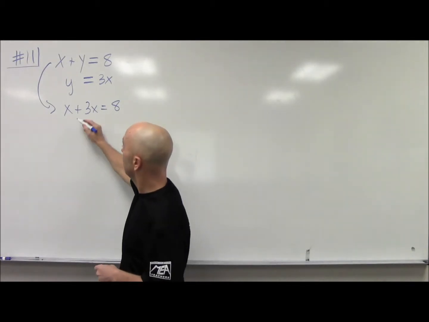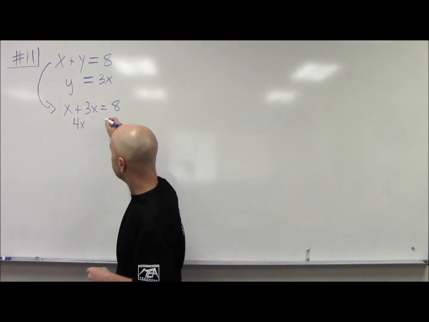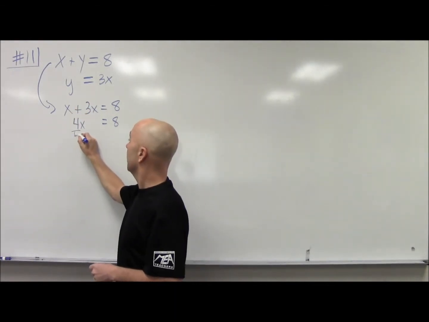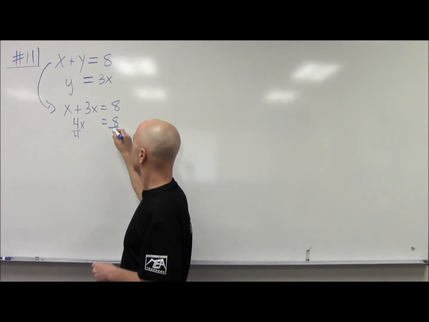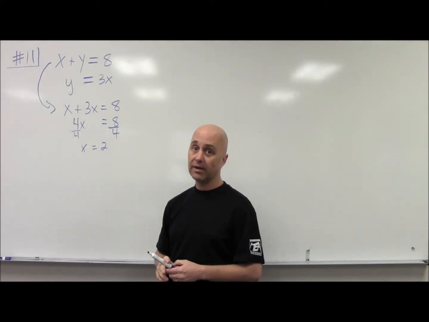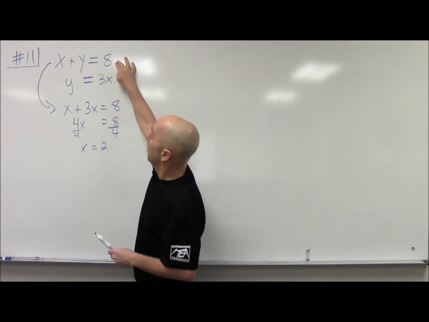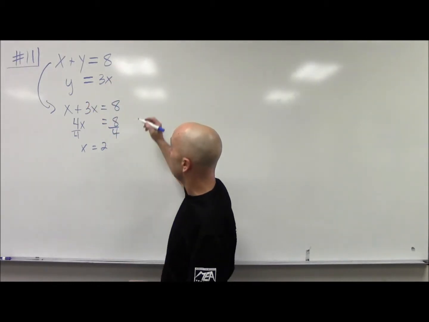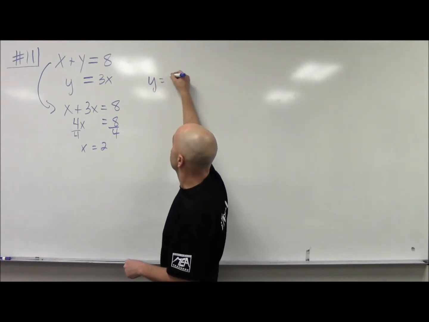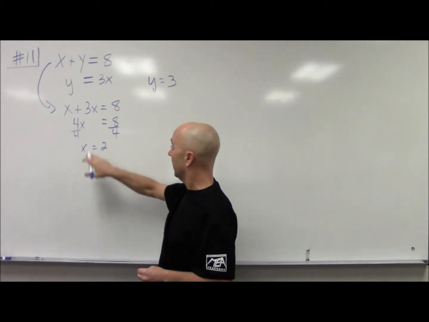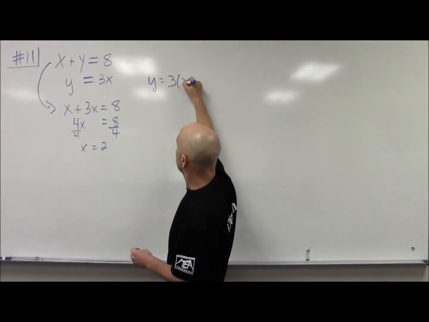So 3x and x makes 4x, and 4x now equals 8. I've combined like terms. If I divide both sides by 4, then I get a value of x equals 2. So now I know my x value, but I don't yet know my y value. So since I used the first equation the first time to find x, I'm going to use the second equation to find y. So I would put in y equals 3, and then again I'm going to substitute the value that I found for x. I found that x was worth 2. So I'm going to substitute a 2 here.